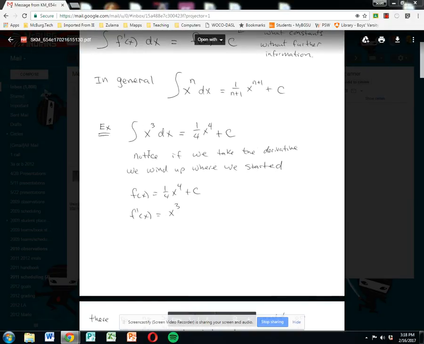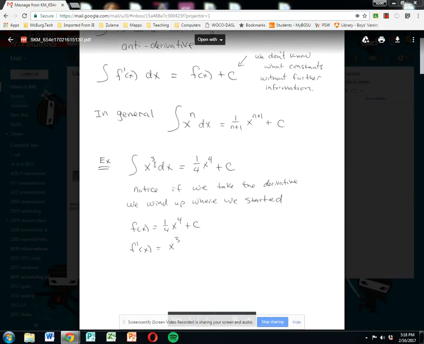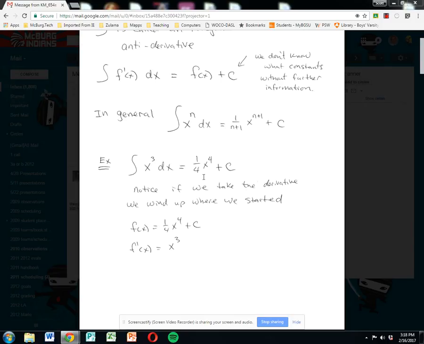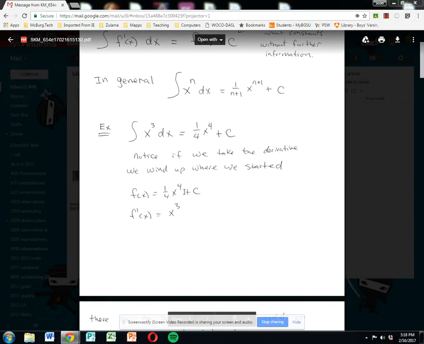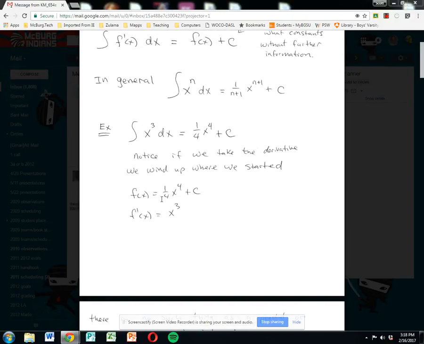So an example would look like this. If I took the integral of x to the third with respect to x, it'd be 1/4 x to the fourth plus some constant c. Notice if we take the derivative of this, if we started off with the function f of x is equal to 1/4 x to the fourth plus some constant c and took the derivative, we'd wind up right back where we started at this x cubed. So that's one way to check. Have I taken the integral right? You take the derivative. If you wind up back where you started, you've done it correctly.